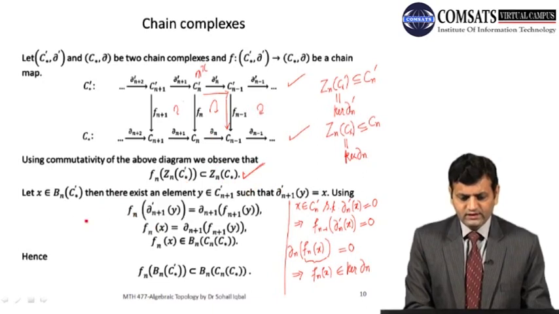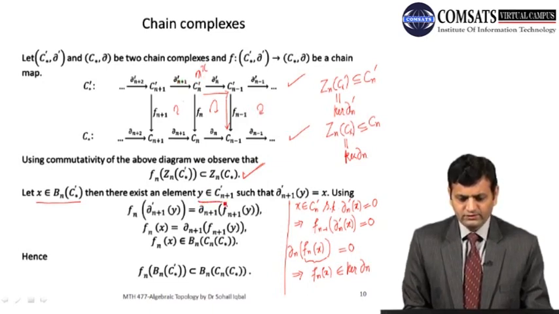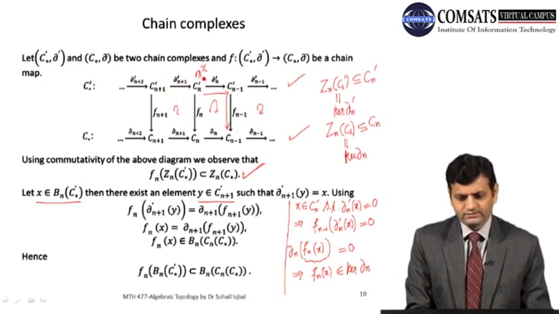Now let's see, if I take any element of the boundary of c star prime. Okay, so basically if x is an element in the image of partial n plus 1 prime, in other words, there exists y belonging to Cn plus 1 prime such that partial n plus 1 prime of y is equal to x, because we assume that x belongs to the boundary. So there must exist an element of Cn plus 1 prime such that when we apply partial n plus 1 prime on that, we get x.